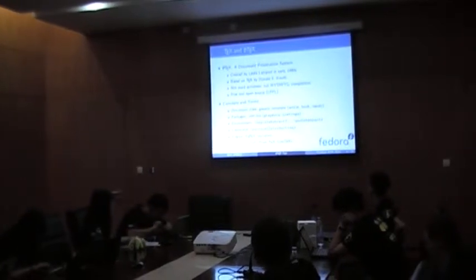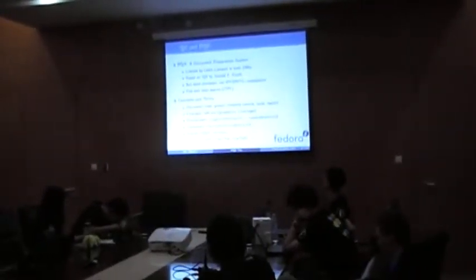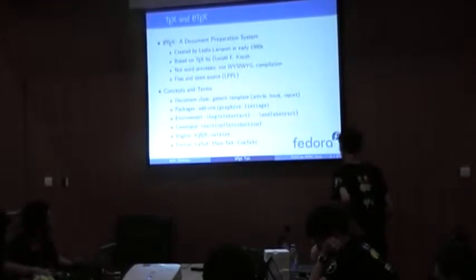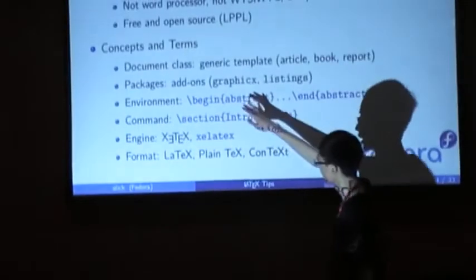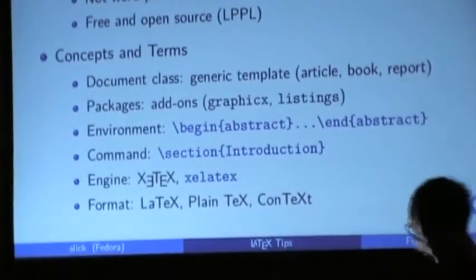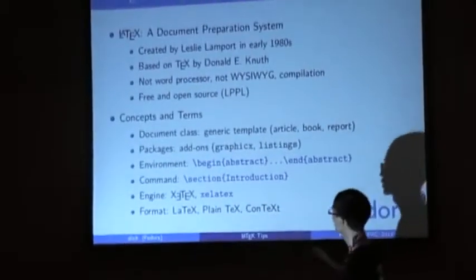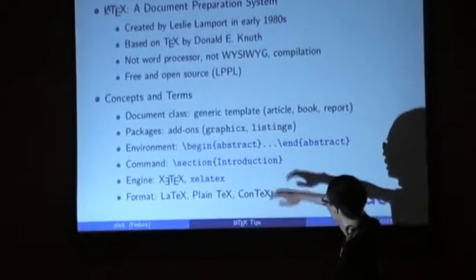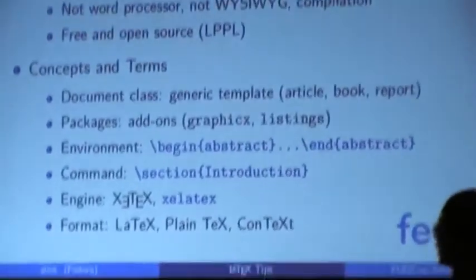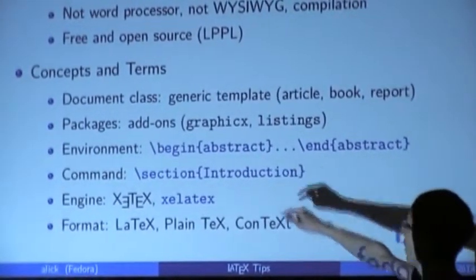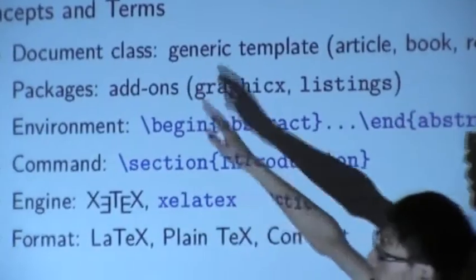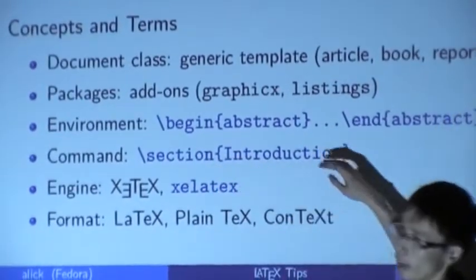Another concept is called environment. Environment is kind of unique to LaTeX. It's not available in original TeX. An environment is always a matching pair, a begin part and then an end part, and the text is just inside the pair. It's slightly different from a command. A command basically begins with a backslash and the command name, and then comes with arguments.